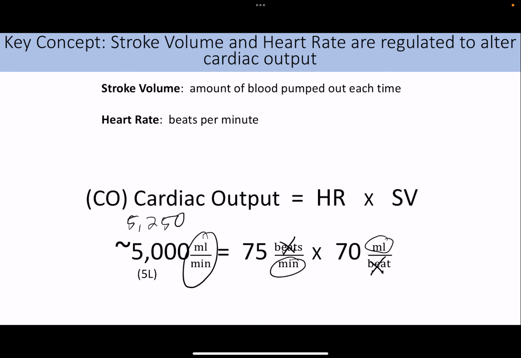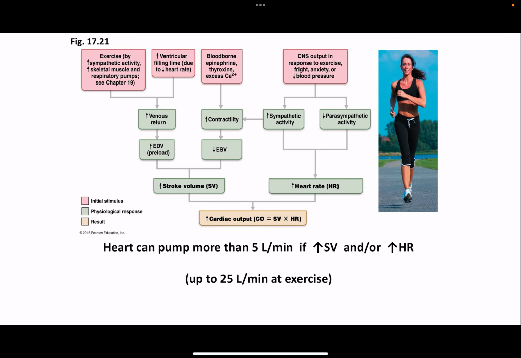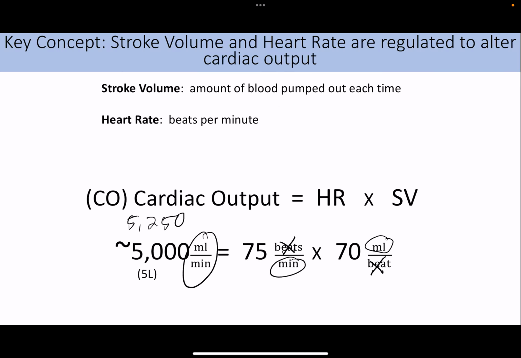So again, that volume, that 5 liters per minute, that's at rest. But your heart can pump more than 5 liters per minute if your stroke volume increases or your heart rate increases. So these two things, you're multiplying them together. If you increase either one of these, it's going to increase cardiac output, no matter which one you increase. Or if you increase both, of course, it's going to increase cardiac output.